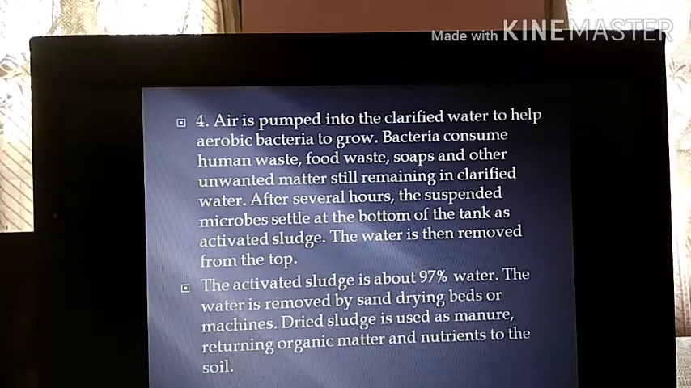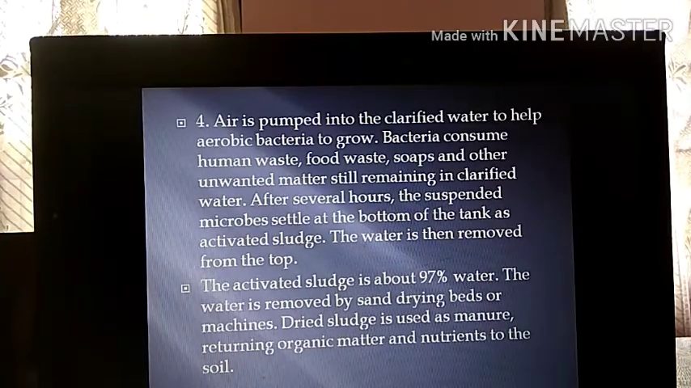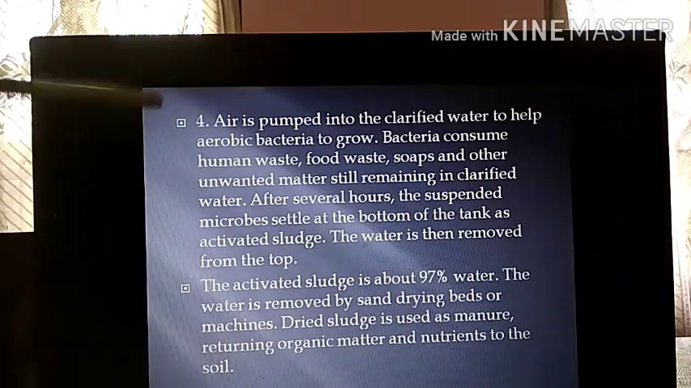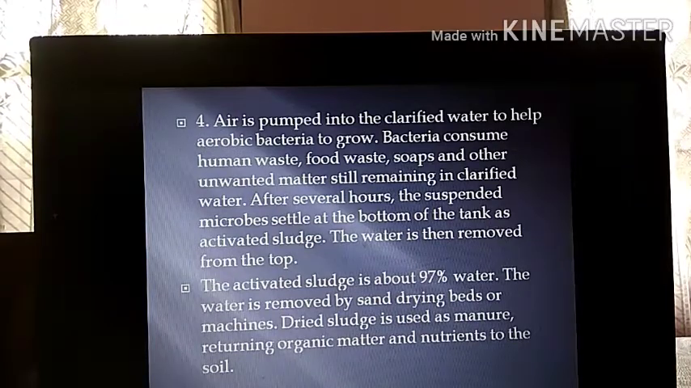So now what happens? Air is pumped into the clarified water. Once the air is pumped, this will allow the aerobic bacteria to grow. Aerobic bacteria means the bacteria that grow in the presence of oxygen. So once the oxygen is pumped, aerobic bacteria will grow.